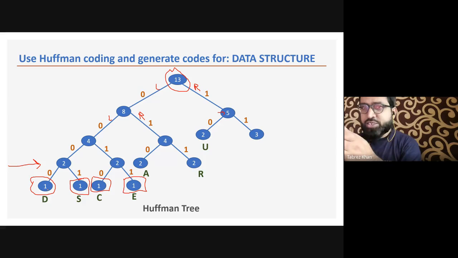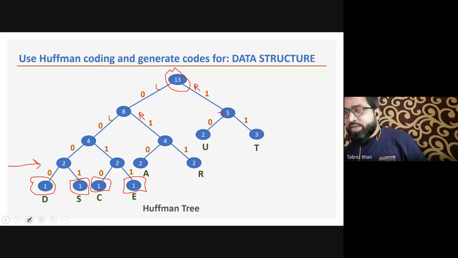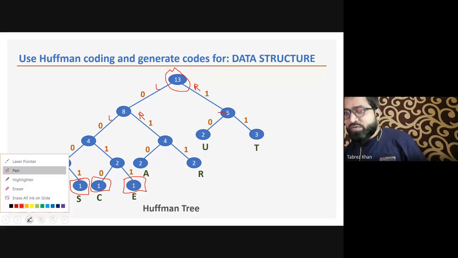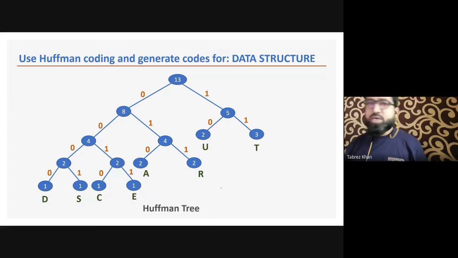Then the next leaf node U, and then the next leaf node having a value 3. That is my character T, which has a frequency 3. So this way we have labeled all the leaf nodes.